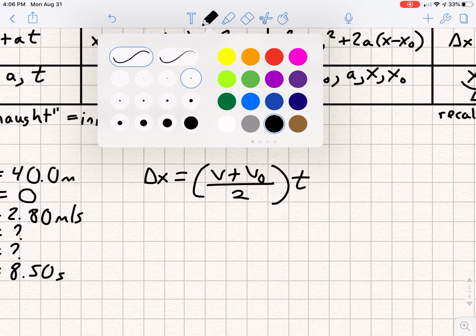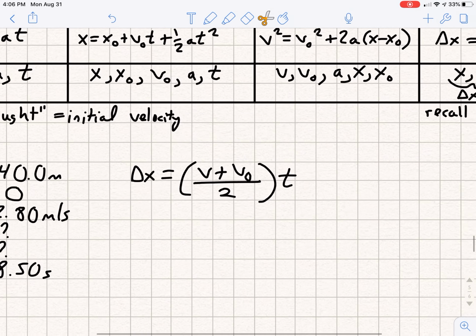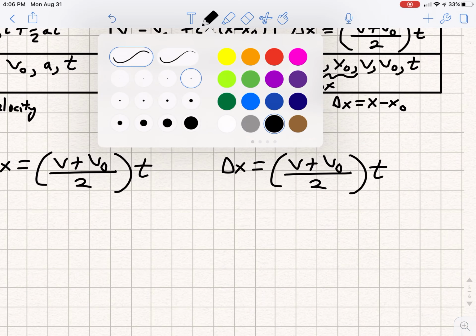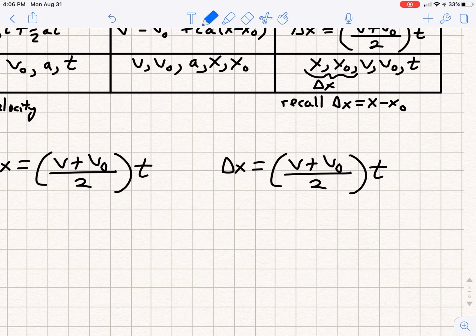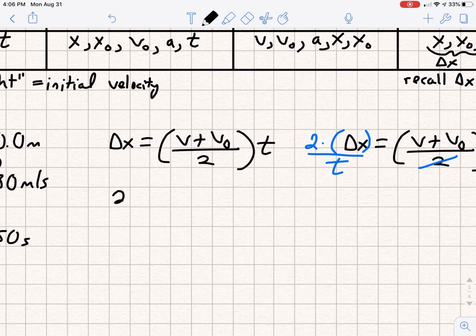First thing I'm going to do is recopy down the equation. This time I'm going to begin by multiplying everything by 2. That gets rid of this. And simultaneously dividing by t. That gets rid of this. Now, if I rewrite this, I get 2 times delta x over t equals v plus v naught.